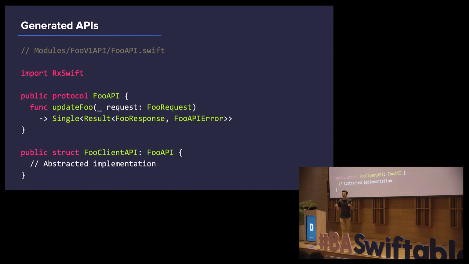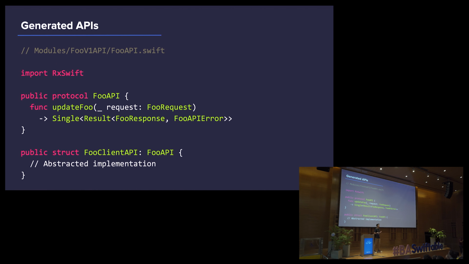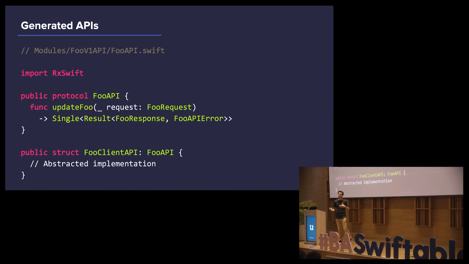Second, we generate APIs. And these are actually based on RxSwift. So we expose an interface as a protocol, which basically takes in that request and then returns an Rx Single that contains the result, which is either a successful response or a typed error. So if you get an error back, you actually can read some of the fields on that error that the server returned. And then in addition to that protocol, we also generate the production implementation as a struct.